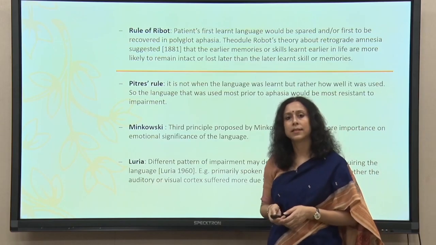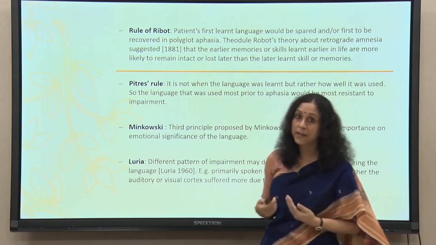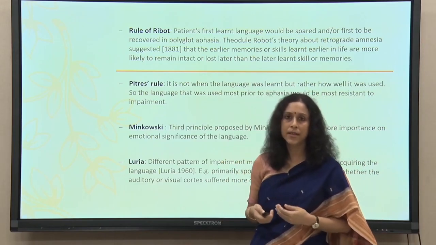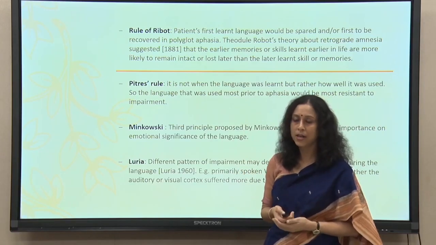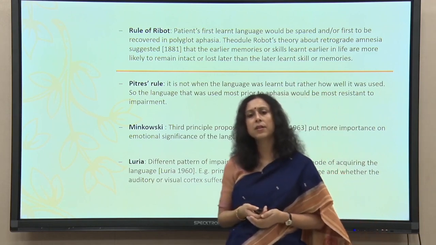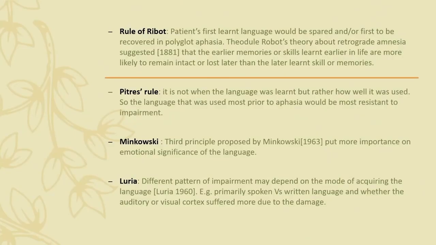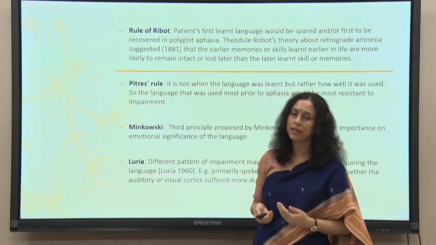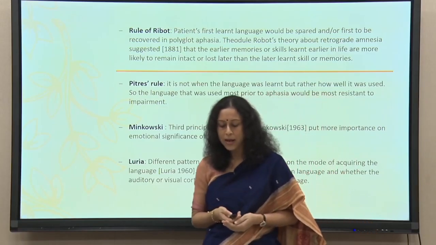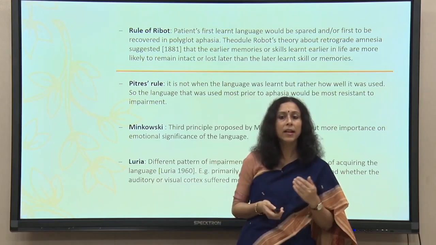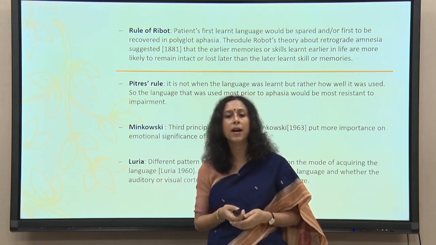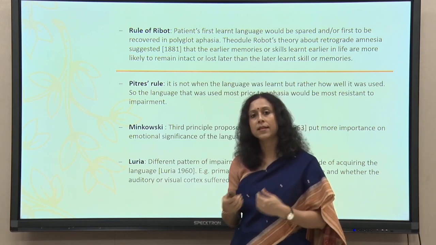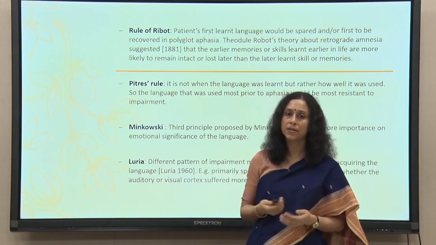So, when there are these differences, how do we explain the differences in terms of the languages being affected or the difference in the way they are recovered? There have been a few theories. The first one, one of the most cited, is called the rule of Ribot. This is actually dependent on the theory of retrograde amnesia, which was suggested in 1881. It says that when amnesia is affecting a person, a patient of amnesia will show a particular pattern. So, what is the pattern? The earlier memories or skills that are learnt earlier in life are more likely to remain intact, and the memories that are collected later will be affected more when a person suffers from amnesia.